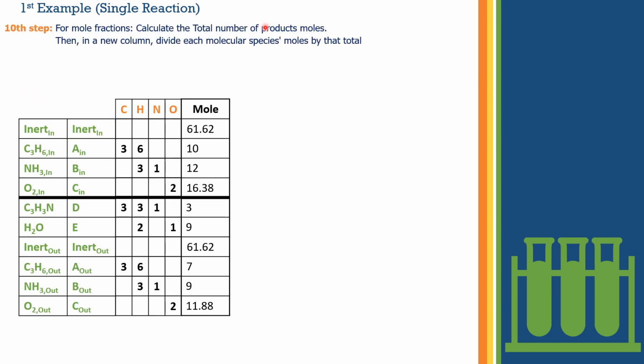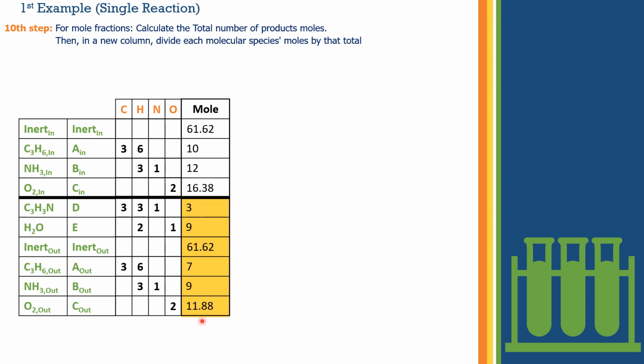We can also go further to calculate the mole fractions of the product, or of the output actually. The question here didn't ask for that, but in general we are able to do that. So let's see how. In the 10th step, it said that for mole fractions, calculate the total number of product moles, or the output, because we have also the inert to consider. Then in a new column, divide each molecular species moles by that total.